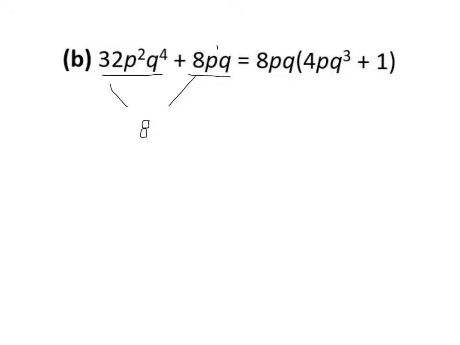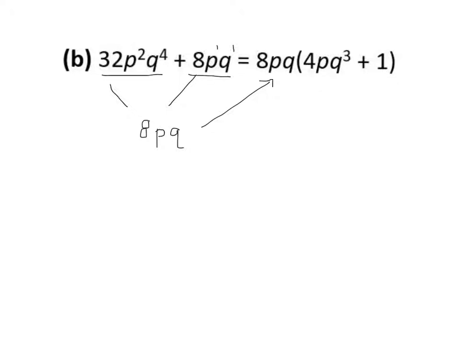The first term has a p squared, the second term has a p to the first. We can only pull out the smallest exponent. So p is a part of our greatest common factor. And then notice they both have a q, and therefore q is going to be a part of our greatest common factor, and once again we can only pull out the smallest exponent, which is a 1, so our greatest common factor is 8pq. Well, good, that's what we see they have there.